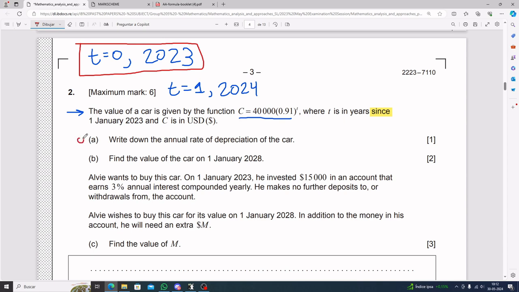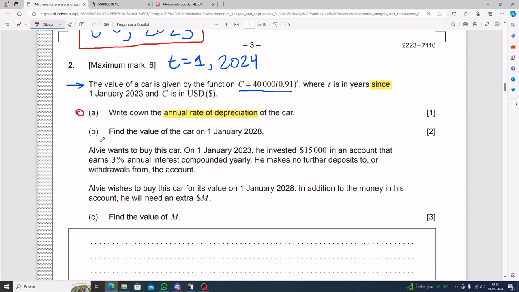Anyways, for part A, you're going to write down the annual rate of depreciation of the car. Now this, from a visual standpoint, is very, very easy. You can just look at the function and immediately say, for part A, it's just 9%, right? Now let me take a moment and really explain why it's 9%, because I know this can seem kind of weird, right?